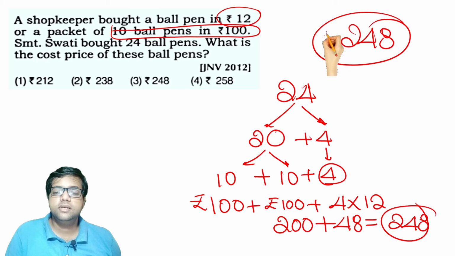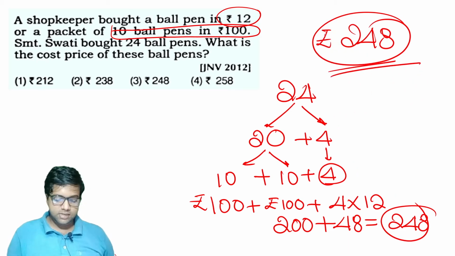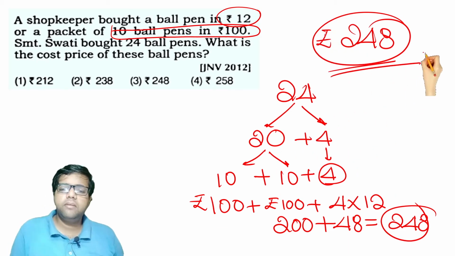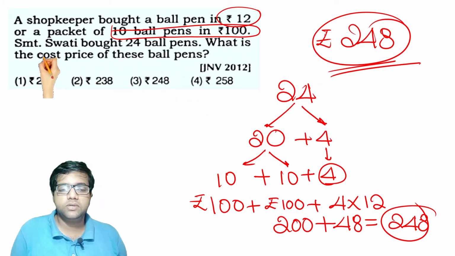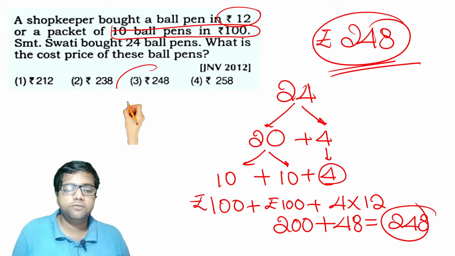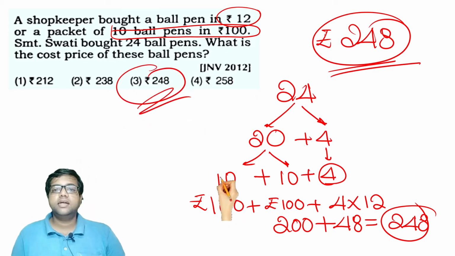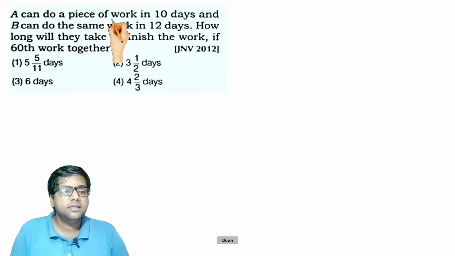So he will pay around 248 rupees. 248 rupees is the amount that he has to pay. That is the cost price she has to pay. I'm sorry, Swati, she has to pay 248 rupees. Option 3 is the right answer.